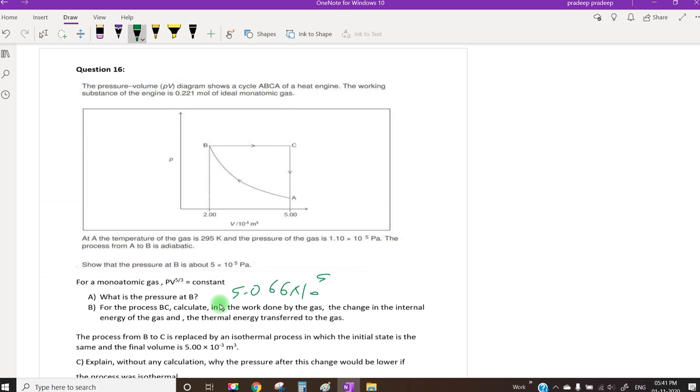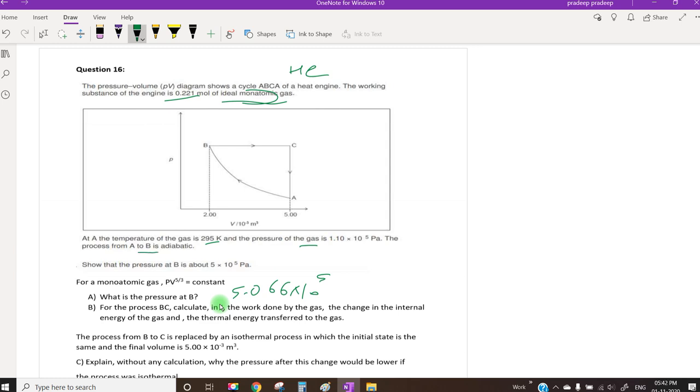'Cause I was stuck at 16 and 17. I was just doing working and working and working. Okay, but let me very quickly explain. So, a pressure volume diagram is given to you, and the number of moles is 0.221. And this is an ideal monoatomic gas. Now, monoatomic means single atom. So, it's like helium. Helium is a monoatomic gas. So now the graph is given, and at A the temperature is 295, pressure is given.